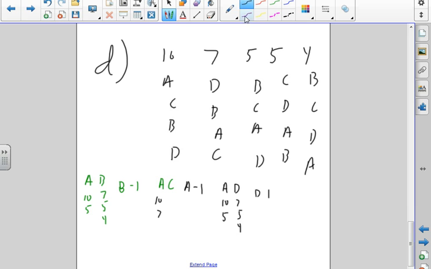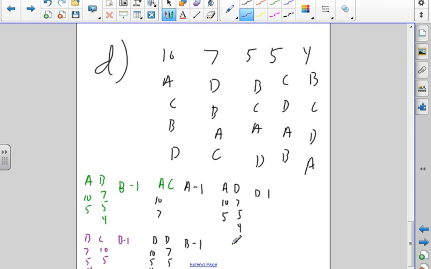Okay, now I'm going to do B to C. 10 for C, 7 over there, 5 for B, 5 for C, 4 for D. So B gets a vote. I'm going to do B versus D. 10, 7, 5, 5, 4. B gets a vote.